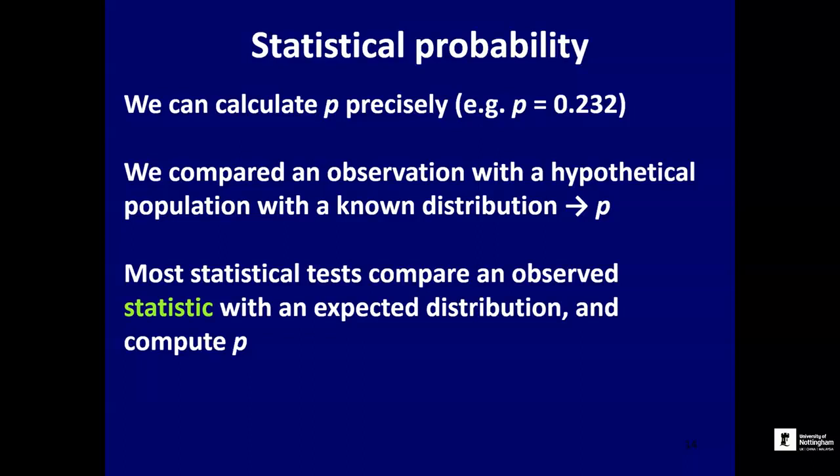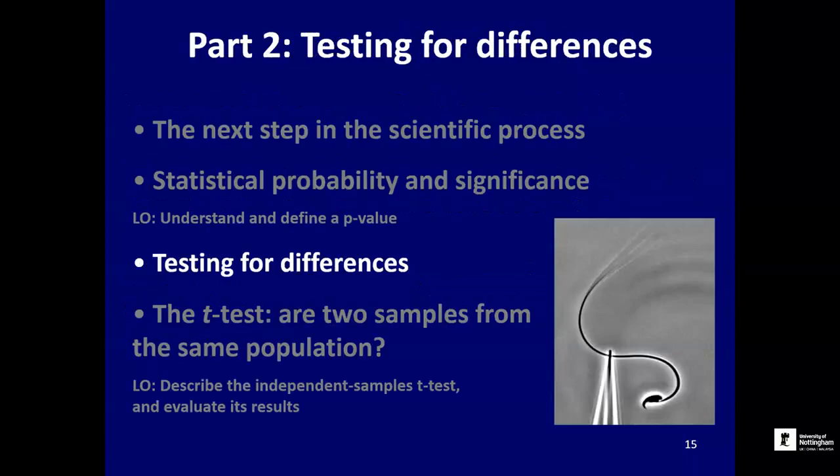As opposed to my very simple example where we just had a single data point. So imagine we've got lots of data, we would normally calculate a statistic from those data, which we compare with an expected distribution which has known mathematical properties, and from that we calculate p. So we're going to see lots of examples of that as we go through. In my example, it's so simple that we're able to simply look at the data point itself and compare it with the distribution. Okay, that's the end of the first part of this lecture.